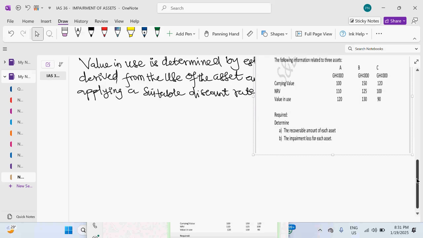Illustration 1. The following information relates to three assets. Carrying value: 100, 150, 120. NRV: 110, 165, and 100. Value in use: 120, 130, 90. Required: determine A, the recoverable amount of each asset, and B, the impairment loss for each asset.